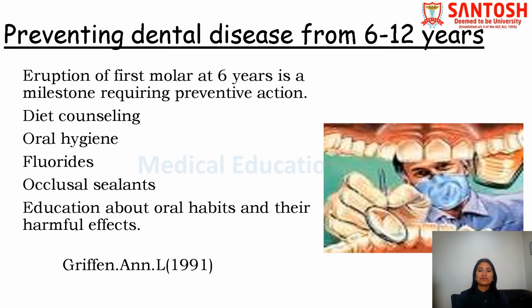Preventing dental diseases from 6 to 12 years. Eruption of first molar at 6 years is a milestone requiring preventive action. Diet counseling should be done. We should counsel the child as well as the parents for oral hygiene maintenance, use of fluorides, use of sealants, and the child and the parents should also be counseled about any oral habits with harmful effects.